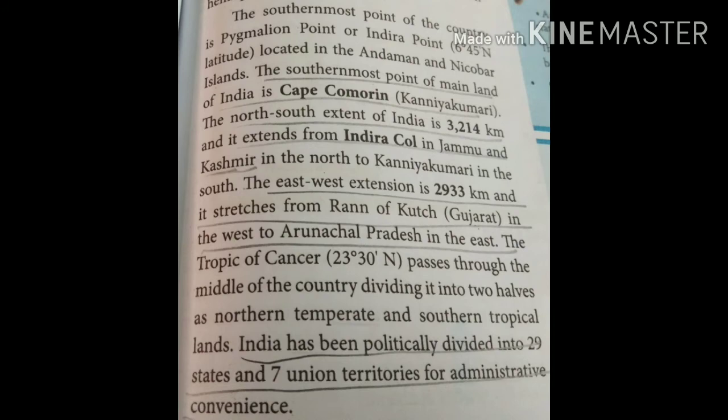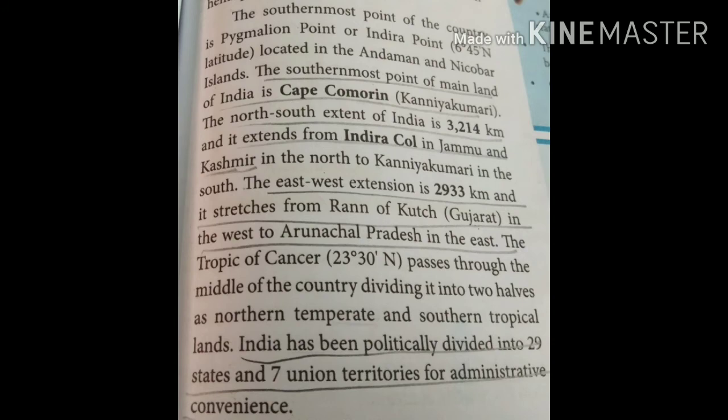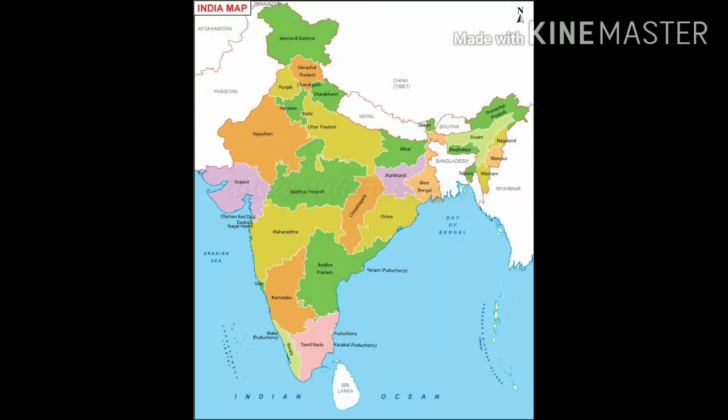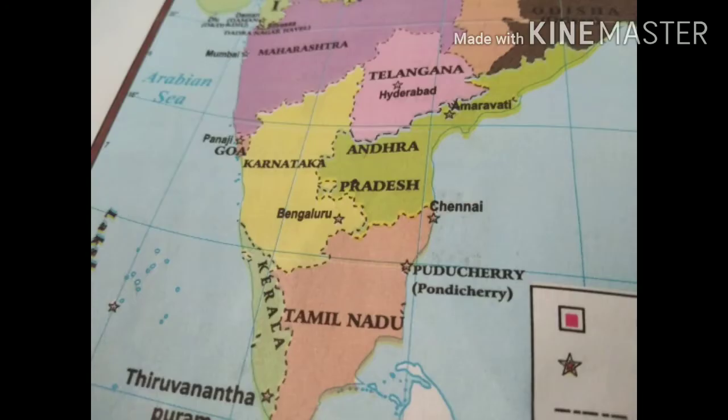The Tropic of Cancer, 23 degrees 30 minutes north, passes through the middle of the country, dividing it into two halves: northern temperate and southern tropical lands. India has been politically divided into 29 states and 7 union territories for administrative convenience. Amaravati is the new capital of Andhra Pradesh, but according to the Andhra Pradesh Reorganization Act, Hyderabad will be the capital for both Andhra Pradesh and Telangana till 2024.